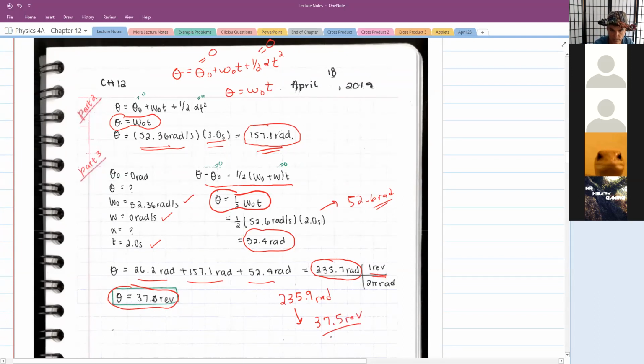Oh, you know what I was doing wrong? What's that? I was dividing by 2 pi, but I wasn't putting it in parentheses. Oh, dividing by 2 and then multiplying by pi. There you go.